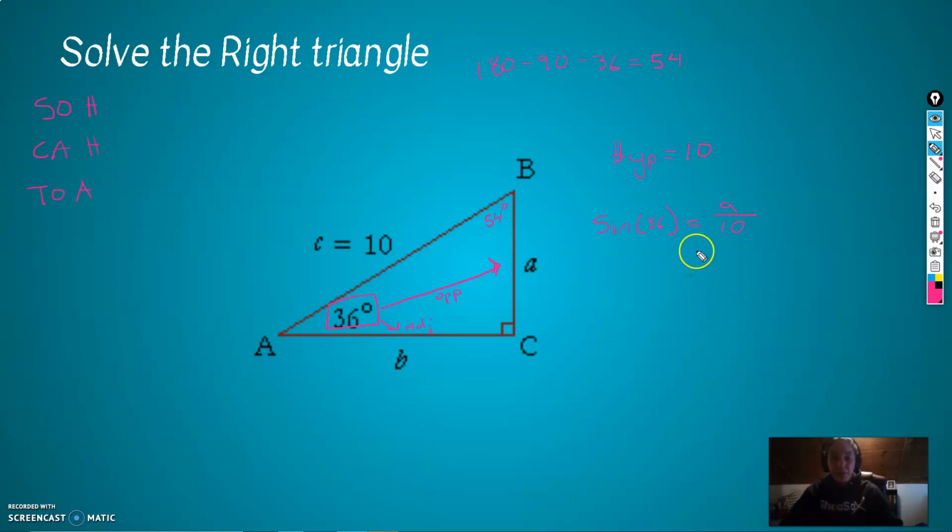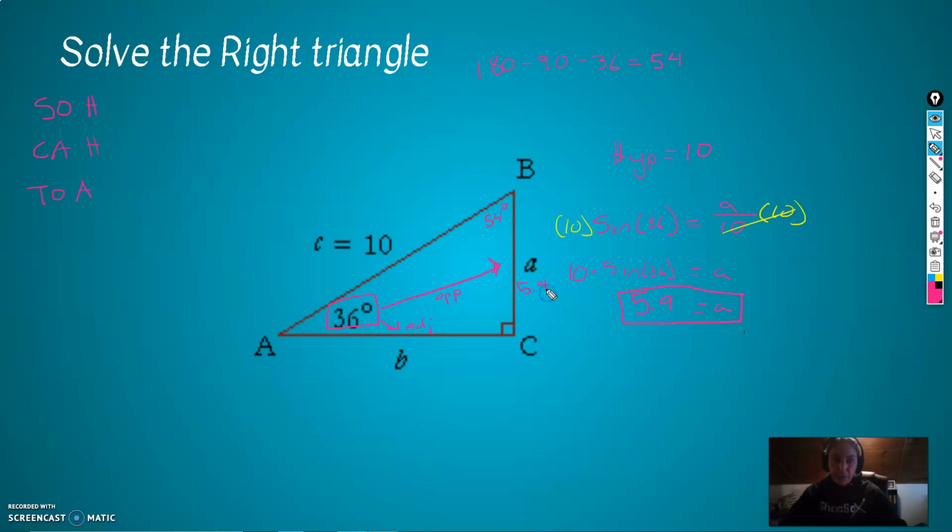Now we have an equation set up with one variable. We can solve this. We multiply both sides by 10 to get the 10 out of the denominator, so we'll get A on the right. A is going to be equal to 10 times sine of 36. Well, that's 5.9, we'll round. So we figured out A. A is equal to 5.9.